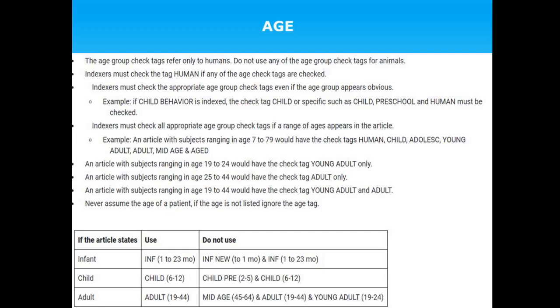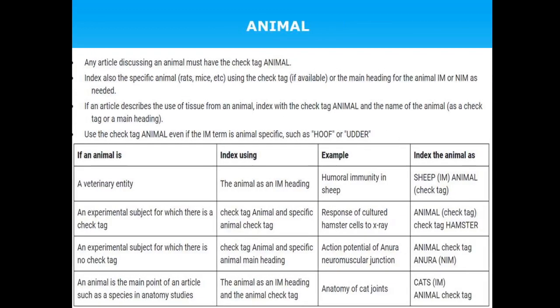If the article states infant, generally use infant, 1 to 23 months. Don't use the newborn tag. Be specific and include one. If the article says child only, not specifying what kind of child, use child, 6 to 12. Don't use preschool child and the others. If the article states adult, use the general adult, 19 to 44. Don't use middle-aged and old age and the others.